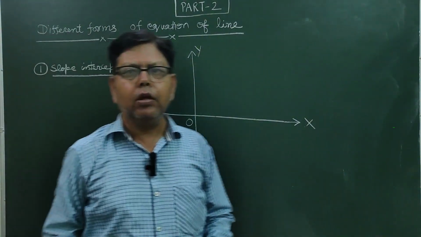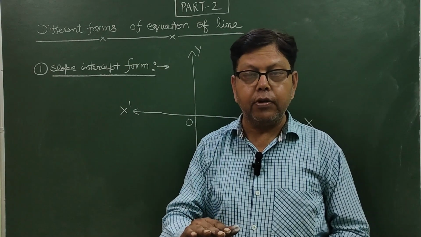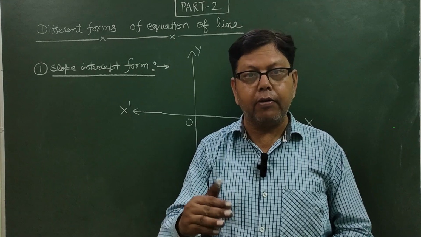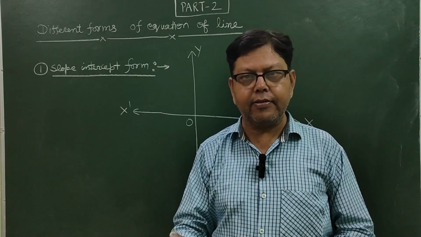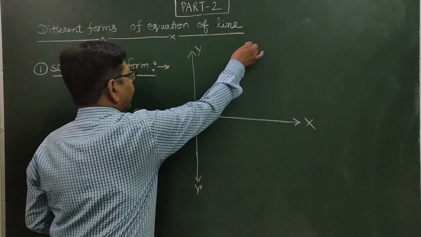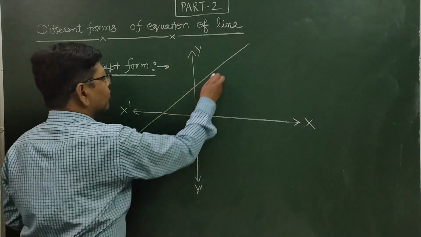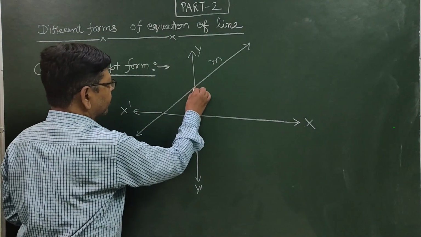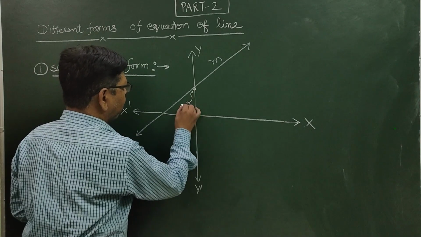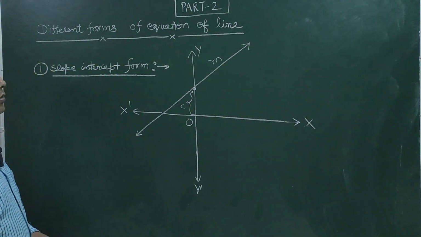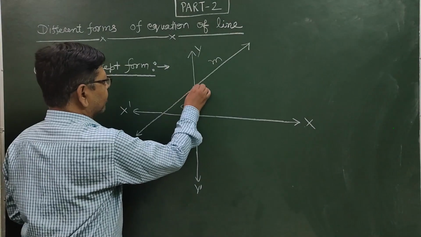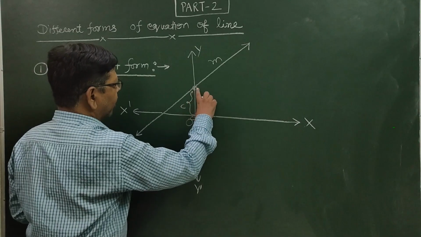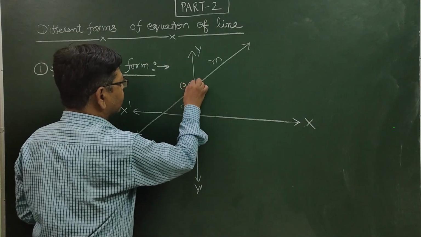In this form, the equation is expressed in terms of slope and y-intercept. First I am discussing slope and y-intercept, and then slope and x-intercept. So if a line has the slope m and it makes an intercept of length c on the y-axis, then the point where it cuts the y-axis has the x coordinate 0 and the distance c, so it has the coordinates 0, c.